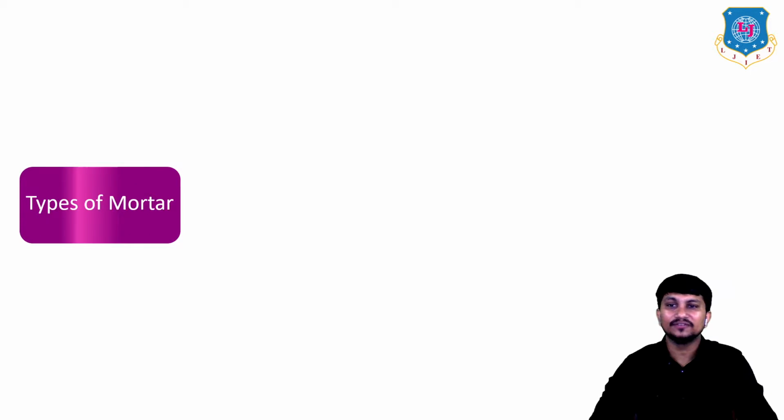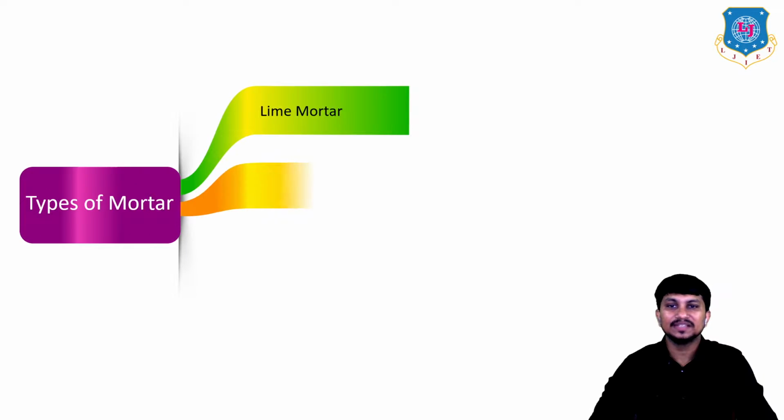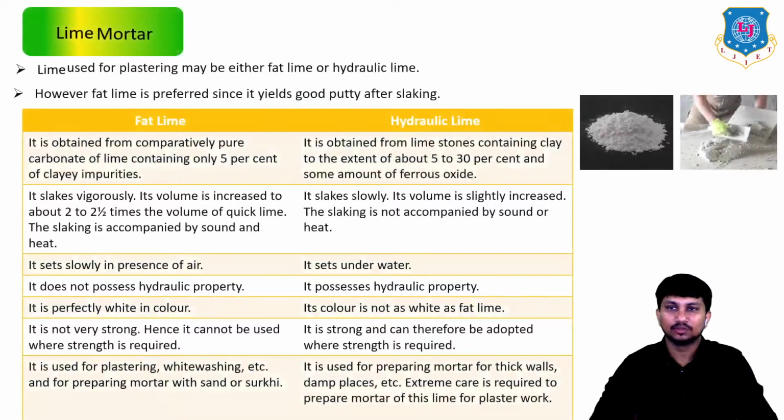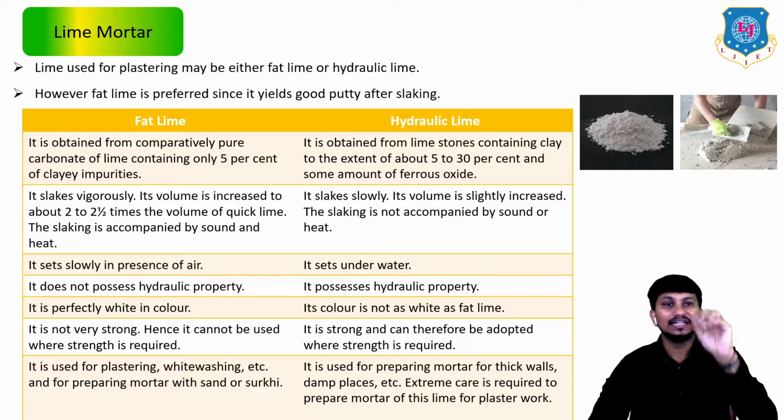Now let's see what are the various types of mortar. It is basically divided into three types: lime mortar, cement mortar, and lime cement mortar. We will see all these three types one by one, starting with lime mortar, in which lime is used for plastering. Lime used for plastering may be either fat lime or hydraulic lime. This is how the lime looks like. It is one type of white powder material. However, fat lime is preferred since it yields good putty after slaking. So fat lime is basically more preferred than the hydraulic lime.